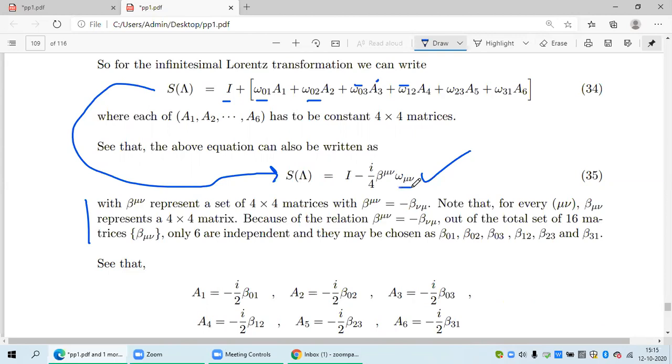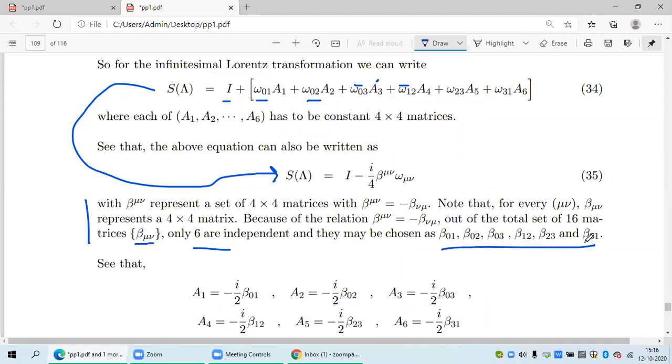Okay, so since omega mu nu is antisymmetric, omega 0,0, omega 1,1 are anyway 0. So in this expression, there are 16 terms, 4 of which are 0, and the other 6 are the negative of these 6. To ensure that, I introduced this matrix beta mu nu. And if we say that beta mu nu is also antisymmetric with respect to mu nu, then this beta mu nu corresponds to a set of 6 independent matrices like this.